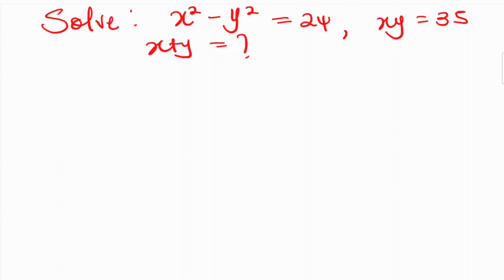x squared minus y squared is 24 and xy is 35. Find the value of x plus y.